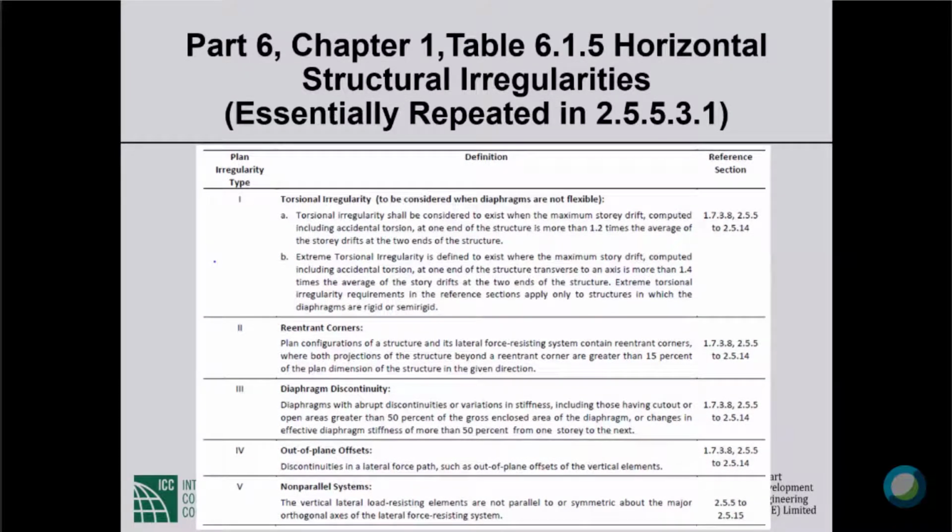In BNBC 2020, as I said, the comparable table is in chapter 1, not in chapter 2 or part 6. And this is the table. We have the descriptions as in AC 705, then also as in AC 705 a reference section number, but this is kind of different because 2.5.5 to 2.5.14 is almost the entirety of the seismic design provisions, much of it. So I do not know that that is all that terribly meaningful. But 1738, and later you will see when we come to vertical irregularities, there is another section that is referenced that is kind of meaningful.